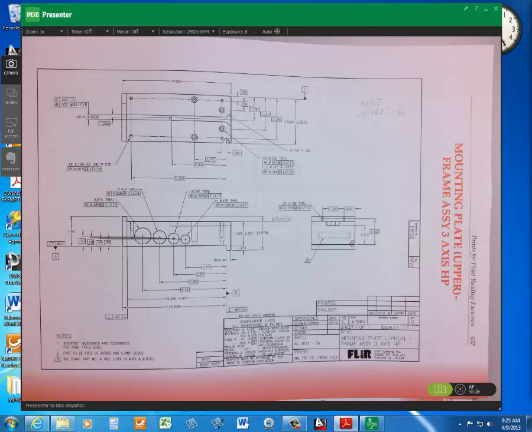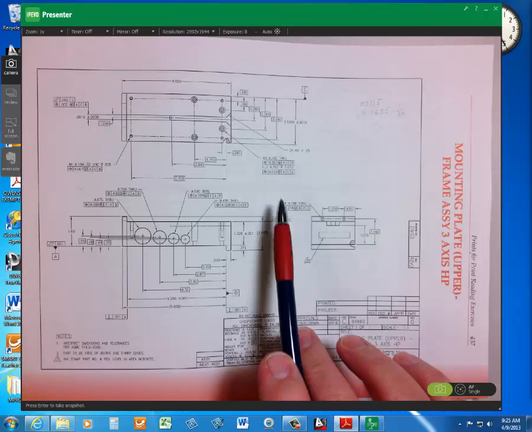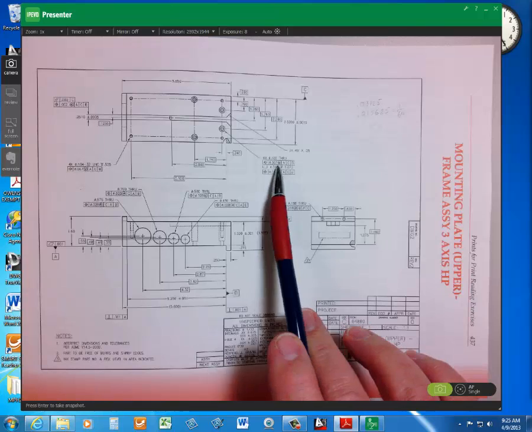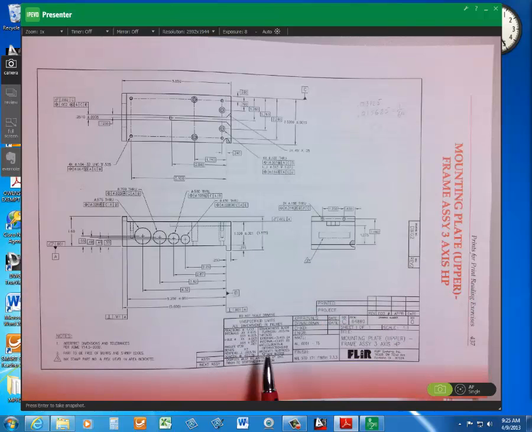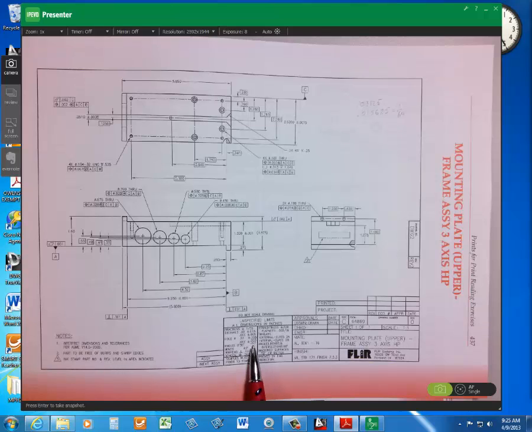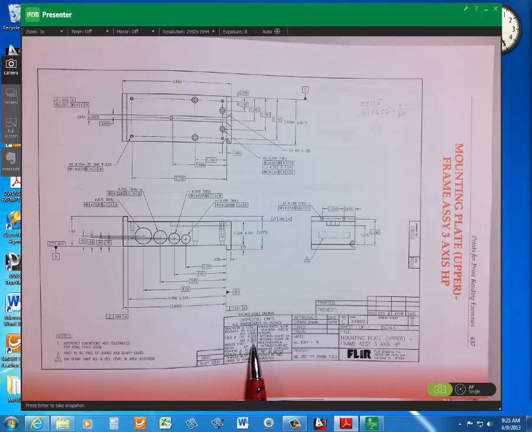Of 0.312. Wait a minute. We don't have any kind of tolerance thing next to it, do we? Oh, okay. So we got to go down here. Let's look. Holes, 3 place. Plus 3 thousandths minus 1 thousandths.